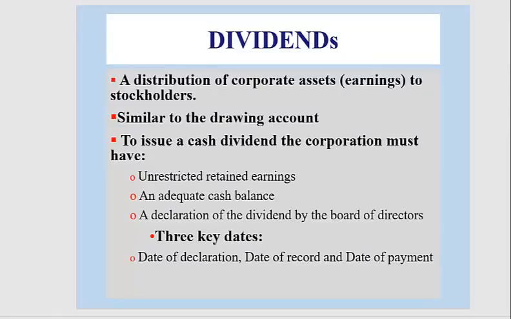Dividends are similar to the drawing account in a sole proprietorship. Both accounts have normal debit balances and indicate payments to owners from the business. In order for a corporation to issue a cash dividend, the corporation must have enough unrestricted retained earnings. It also must have enough cash to cover the dividend, and there has to have been a declaration for the dividend by the board of directors. When issuing a dividend, there are three key dates: the date of declaration, the date of record, and the date of payment.